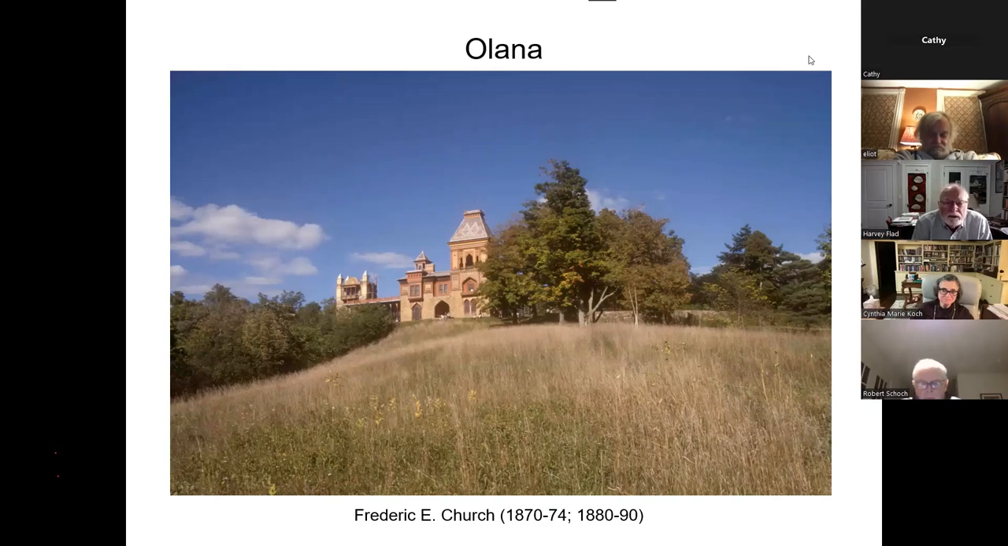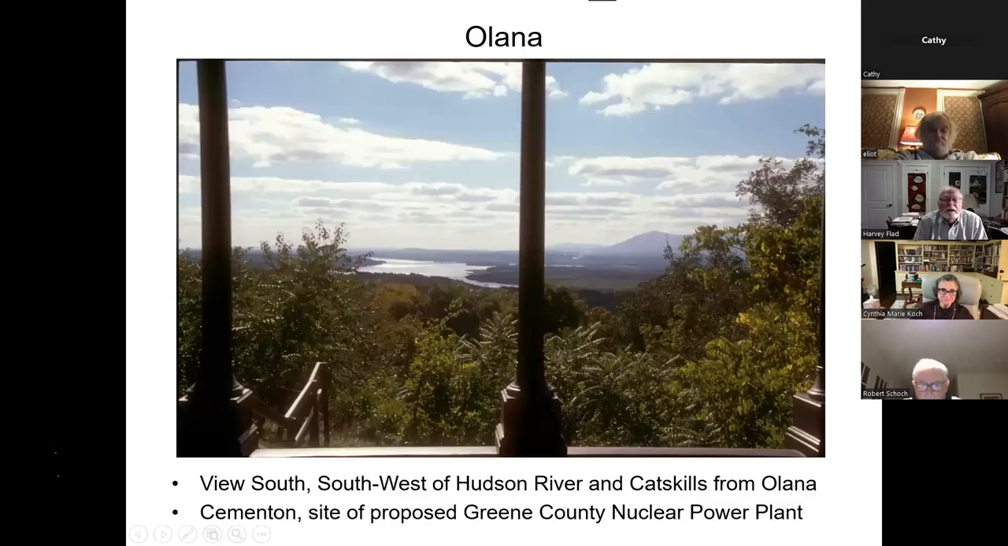It's the view from Olana, which is the important part of the preservation of Olana today. Let's have the next photograph, please. The view from the porch at Olana, southwest on the Hudson River, and you can see all the way down the Hudson River, and in the distance, a point of land that comes out. And it was in that area very specifically where a nuclear power plant was planned.